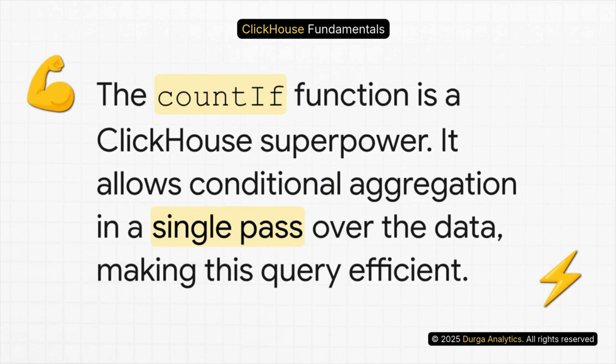Now, the thing to see here is the COUNTIF function. Honestly, this is a ClickHouse superpower. In other databases, you might need complicated subqueries or multiple passes over the data to get these numbers. But with ClickHouse, you can do this conditional counting for both views and purchases in a single, super efficient pass over the data. The whole conversion rate is calculated right there in the select clause. It just doesn't get more efficient than this.